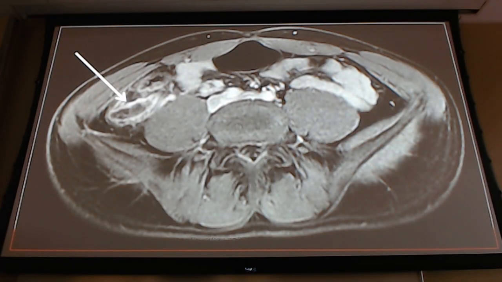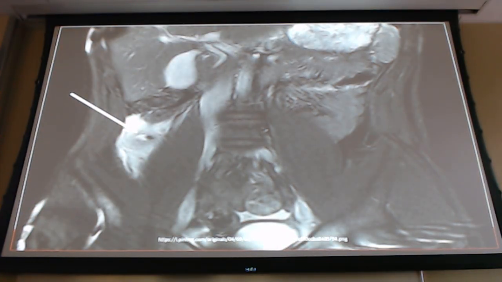How's that look on MRI? Right there. Right there. And again, pretty angry appendicitis.